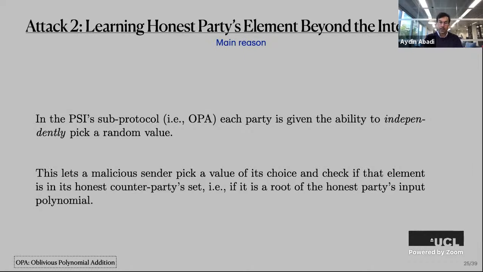So, as I mentioned, the source of the issue is a flaw in the subprotocol. The subprotocol is called oblivious polynomial addition, or OPA. In the OPA, a sender is given the ability to independently pick a random value. And this is problematic because it can pick any value it wants and it can check whether its counterparty has this value in its input set.